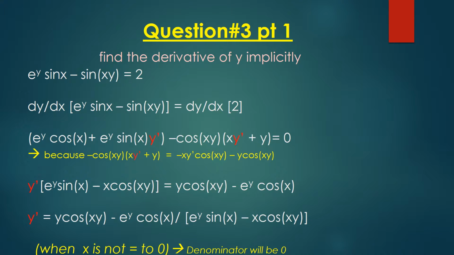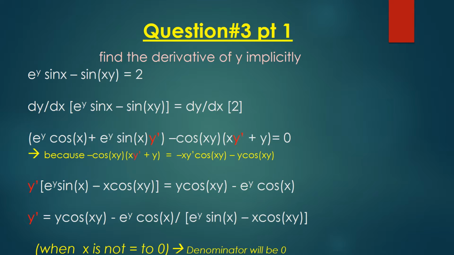So now find the derivative of y implicitly for e to the power y sine x minus sine xy is equal to 2. So this might seem to be a little complicated, a little advanced, a little overwhelming, but we can walk through this pretty easily, and I'm confident you guys will understand this.